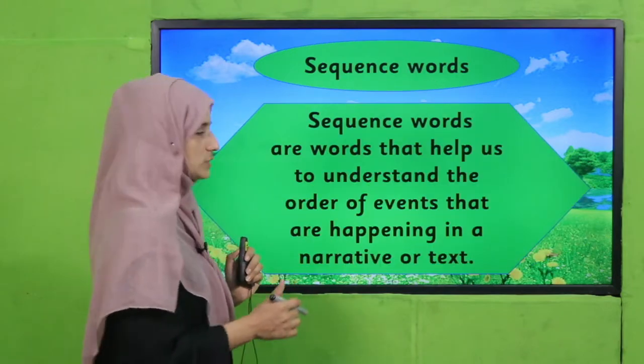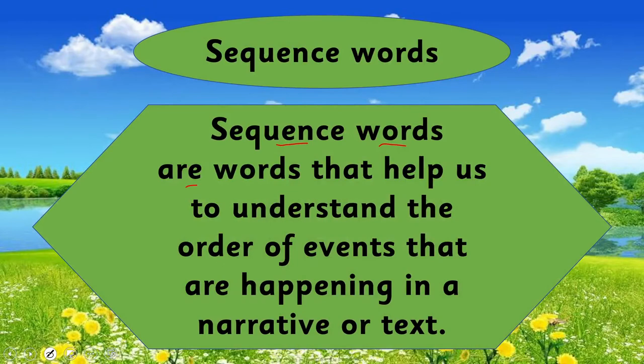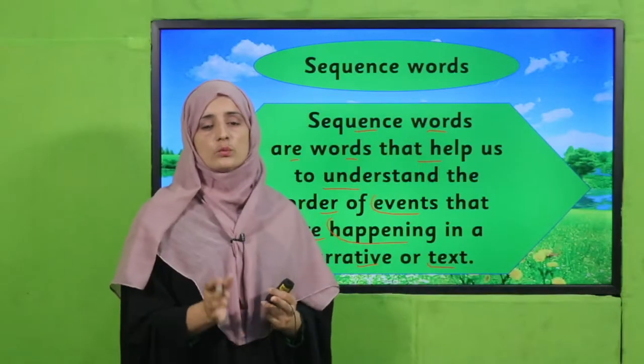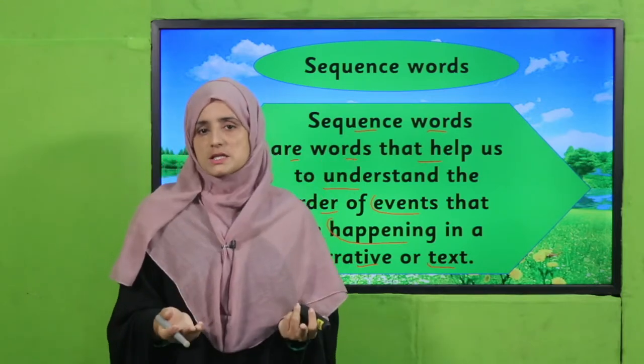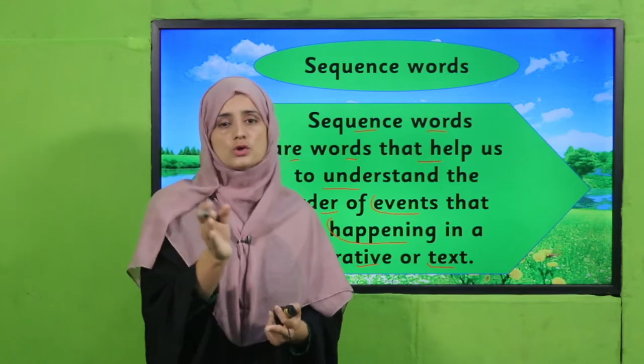So let's see what sequence words are. Sequence words are words that help us understand the order of events that are happening in a narrative or a text. Definitely, everything we do, we do in order, in steps. So sequence words tell us what we did first, secondly, third, then, now, and finally, at the end. Such words are called sequence words, and these are compulsory, because definitely we do our work in a sequence.